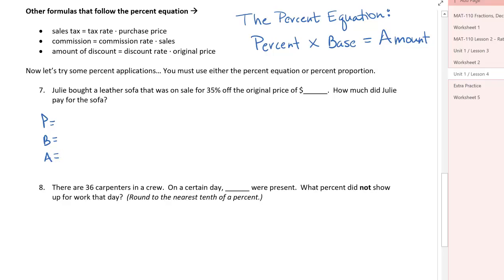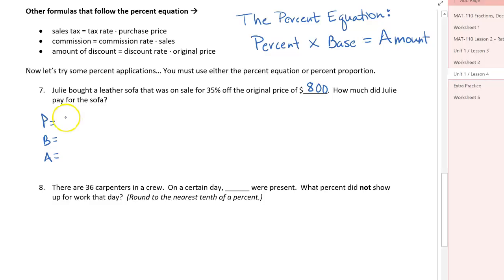So if we read this first problem, Julie bought a leather sofa that was on sale for 35% off the original price, and the original price was $800. And they're asking us, how much did Julie pay for the sofa? So the first thing we're going to need to do is find out what is 35% of 800.